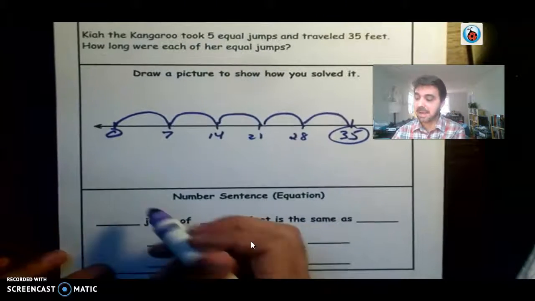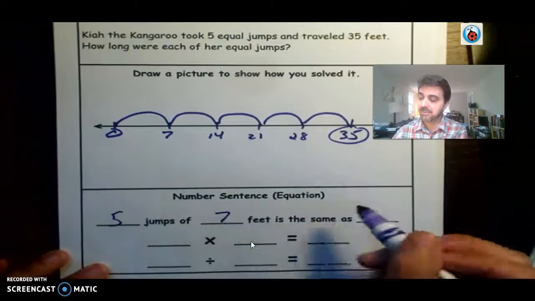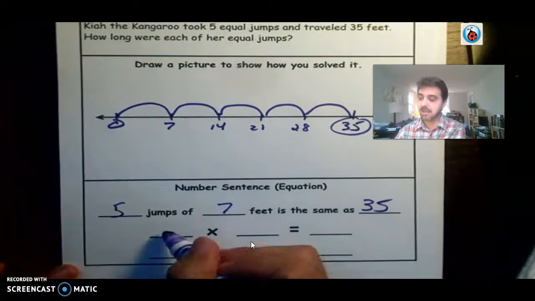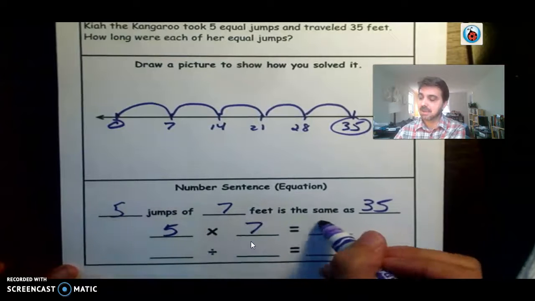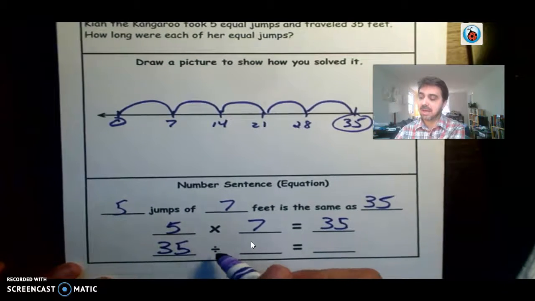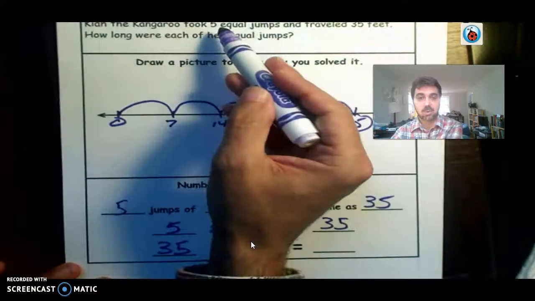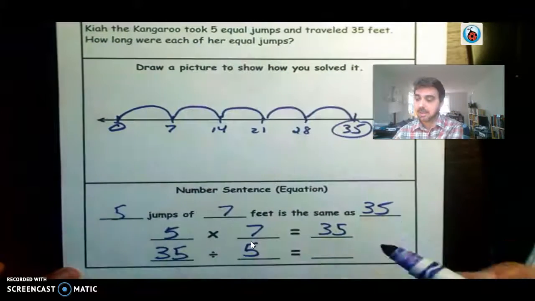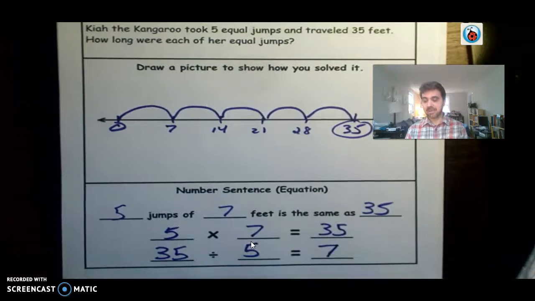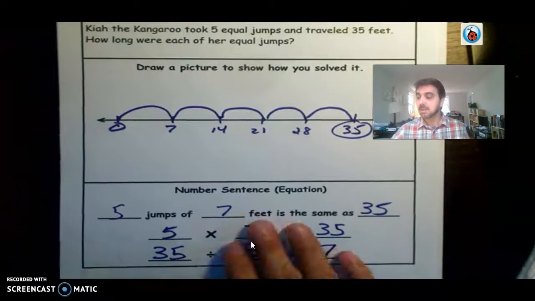So we know that 5 jumps of 7 feet is the same as 35 feet. Right? We also know that 5 times 7 equals 35. And we also know that 35 divided into 5 equal groups, because that's what we started with, is equal to 7, which gives you 5 jumps of 7 feet, okay?